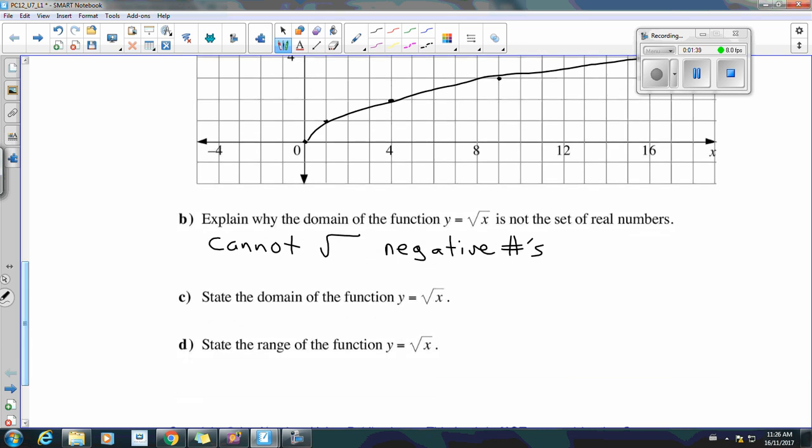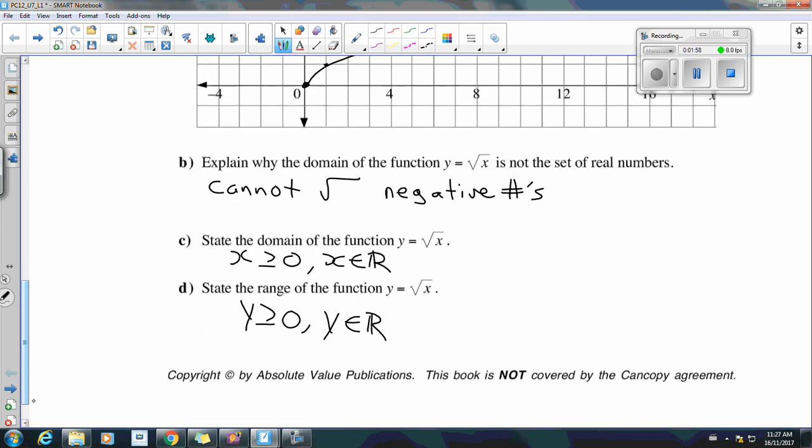The domain of this function is x is greater than or equal to 0. The range is y is greater than or equal to 0. The reason we include the 0 is because of this point right here was (0, 0). Square root of 0 is 0.